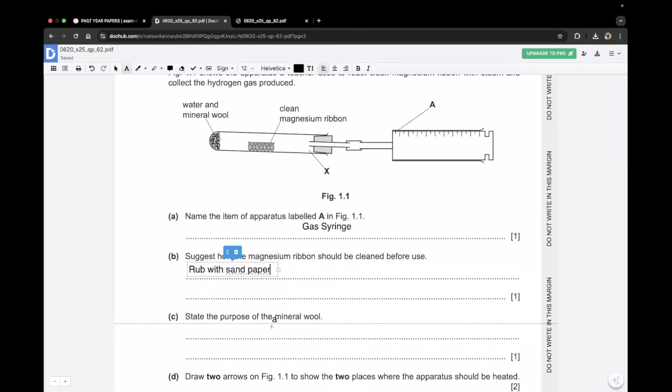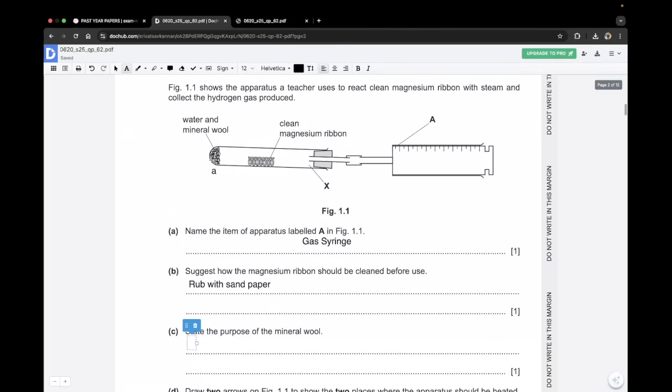Now, what is the purpose of the mineral wool over here? Right, so it's water and mineral wool. So this is a little less common, but usually when the reaction container is a test tube, this is seen. It is usually because they don't want the water to run along the tube, right? The mineral wool just holds on to the water, right? Because the thing is, you want it to react with steam, not the liquid water, right? So that is the purpose.